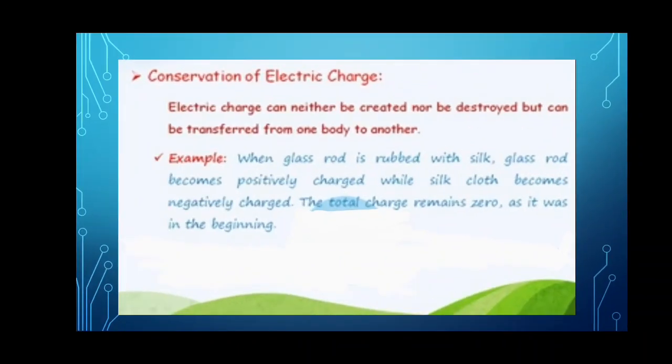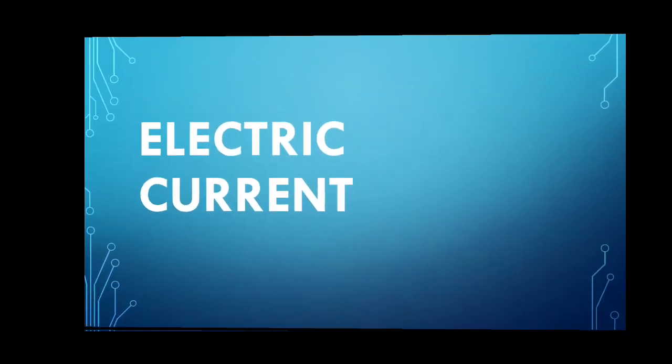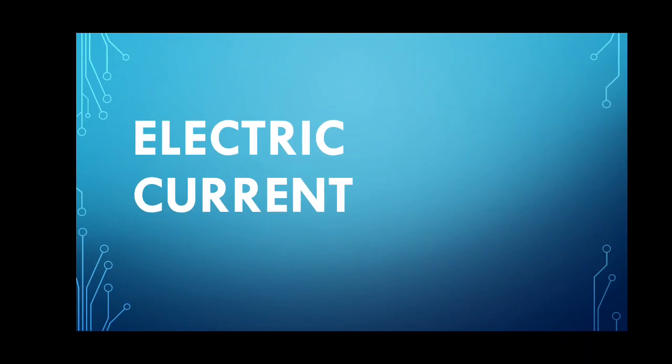The third property of charge is conservation of electric charge. It follows the same basic principle as conservation of energy. Electric charges can neither be created nor destroyed. They can be transferred from one atom to another atom. Here comes our main topic, which is electric current.